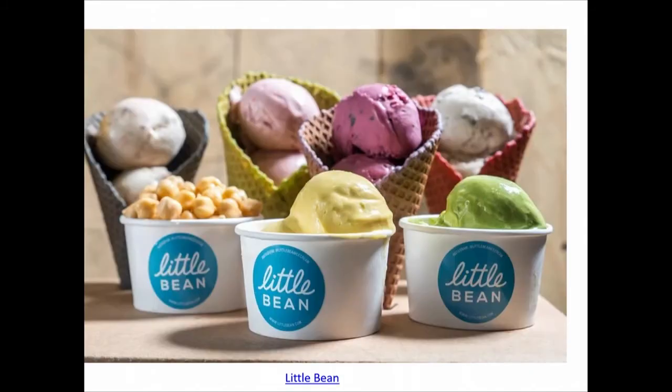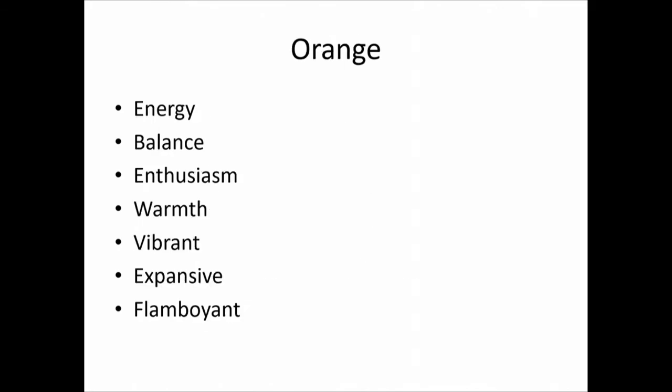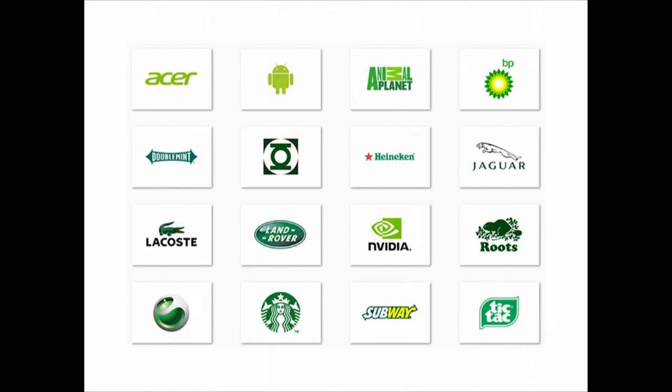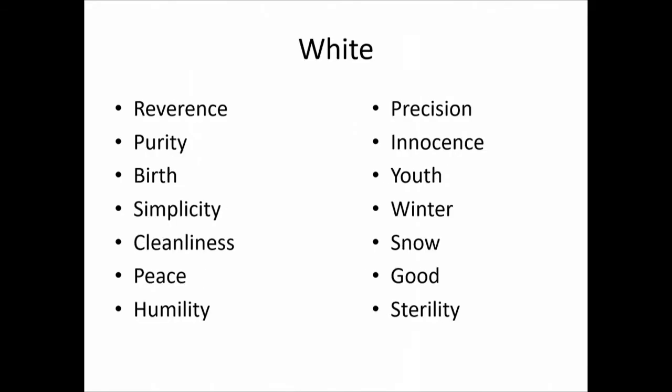This is that ice cream that's made out of chickpeas we talked about the other day. Purple is another one: royalty, nobility, cruelty, honor. Orange, enthusiasm. Green: experience, renewal, vigor. Here are some green logos. Gray: sadness, old age. White: purity, simplicity.